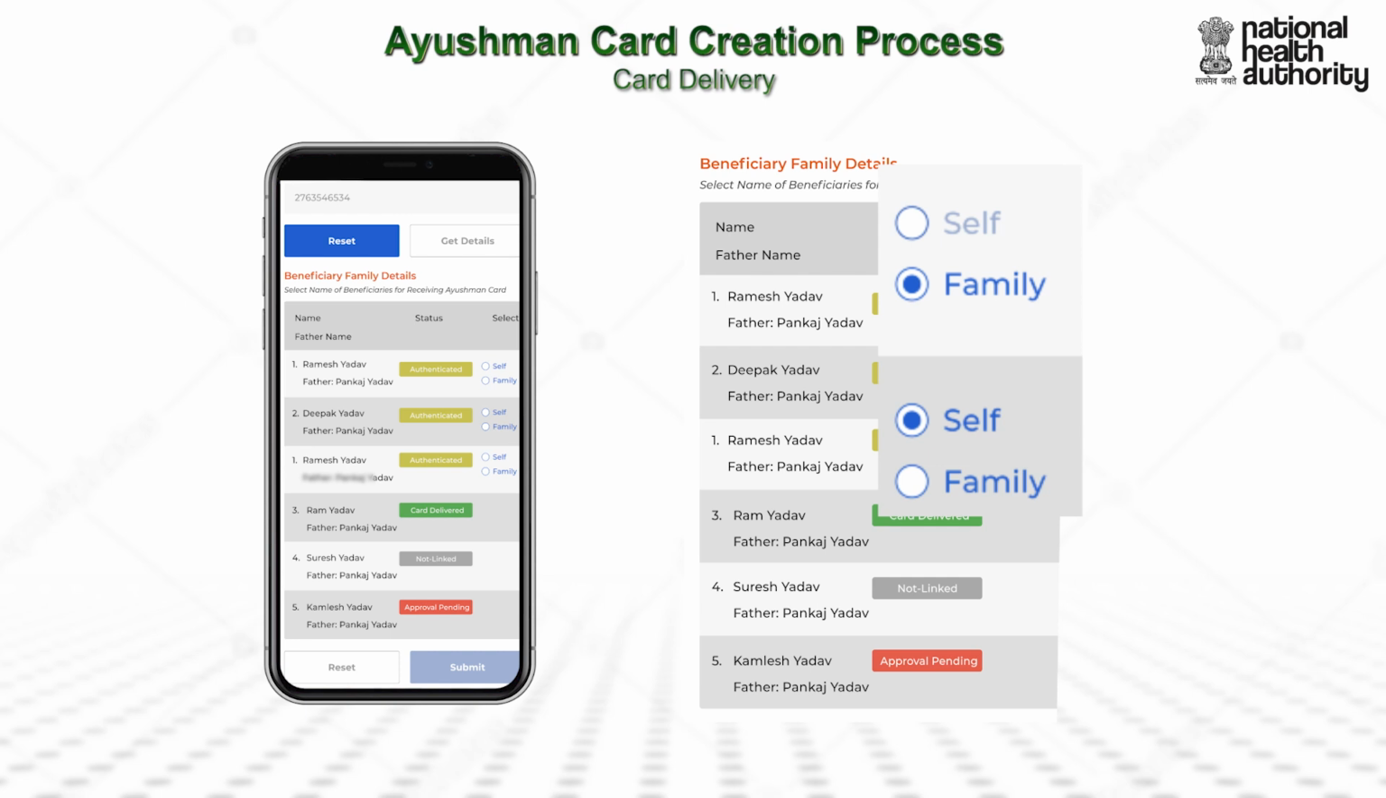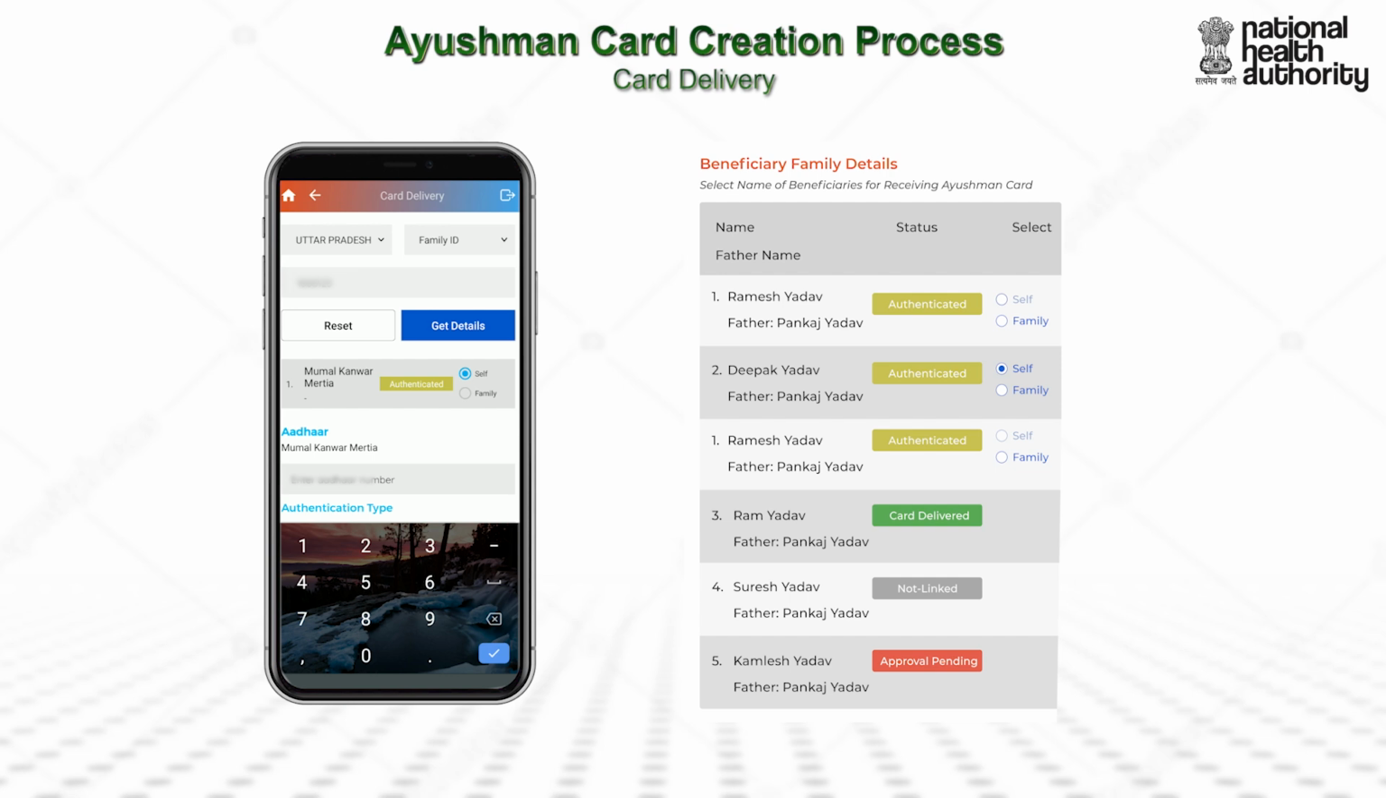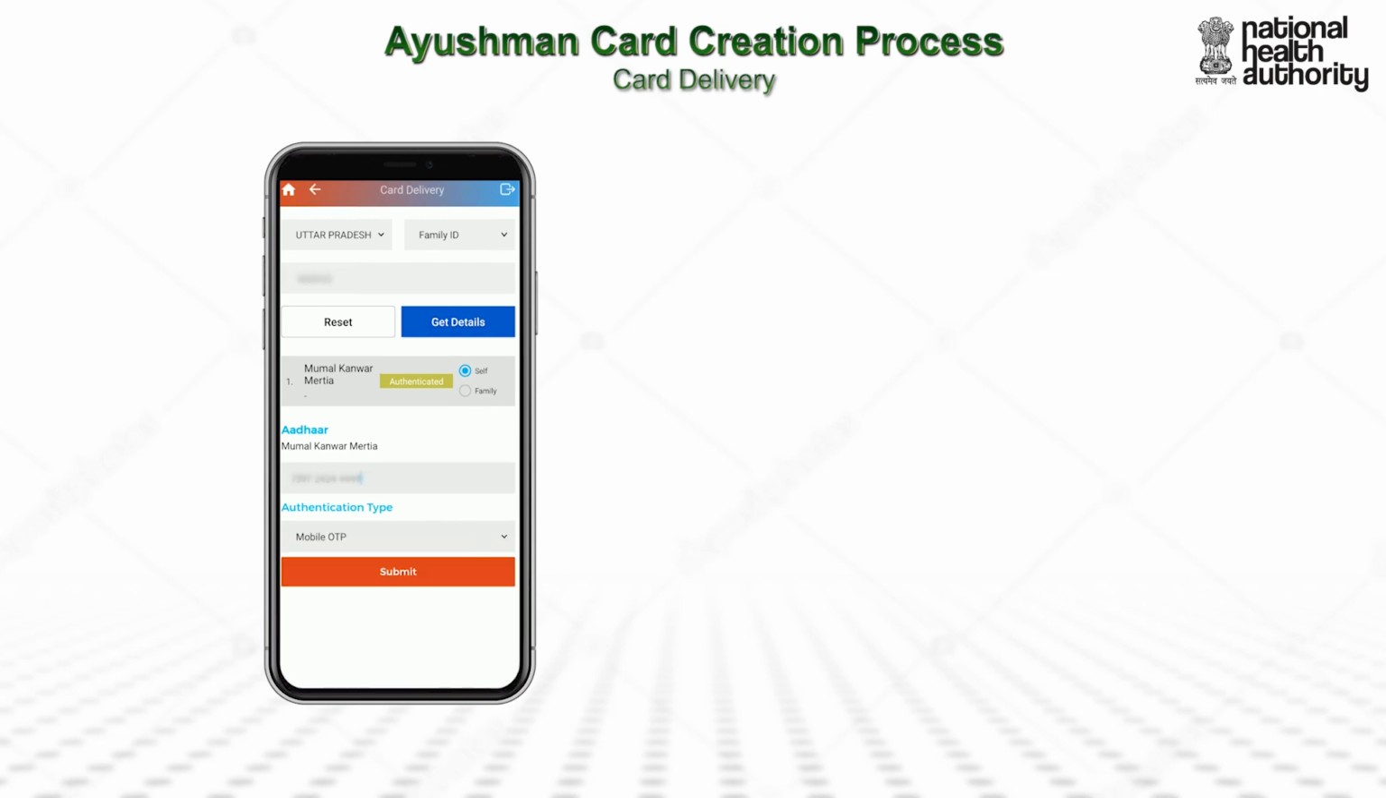If the beneficiary wants to collect only his card, then select the radio button Self against his or her name only. After this, please click on the Submit button. On the next page, an option to authenticate the beneficiary who has been marked as Self will appear on the screen. Please enter his or her Aadhaar number and select authentication type as mobile OTP or Face Auth and repeat the authentication process as mentioned earlier in this video. After completing the authentication process, you can deliver all the cards to him or her.